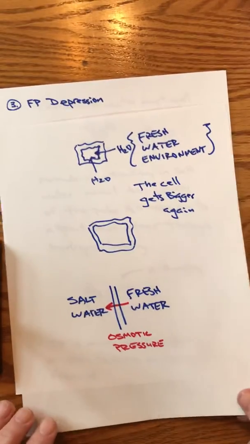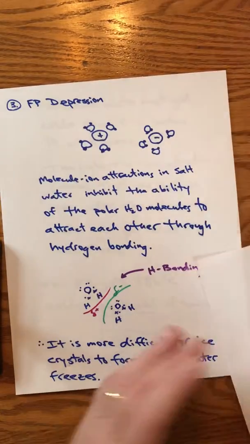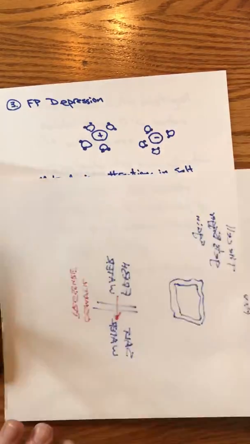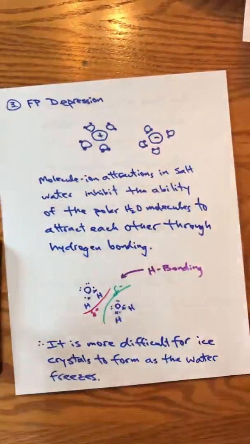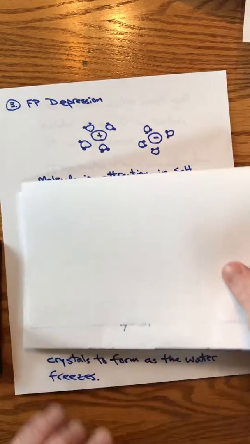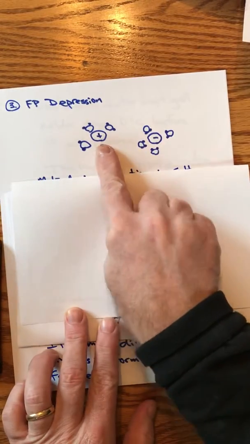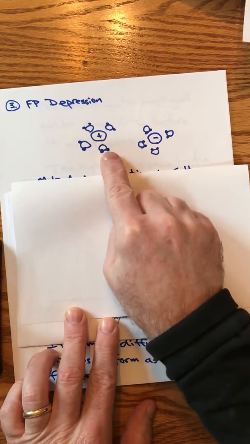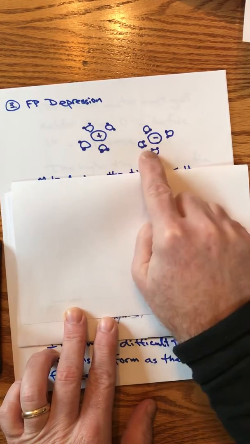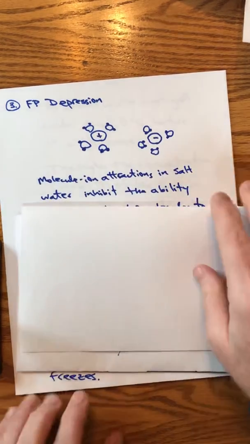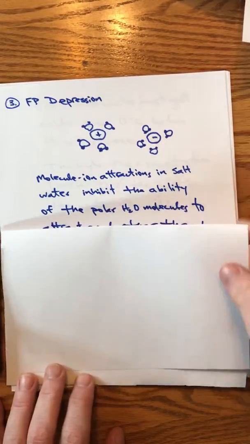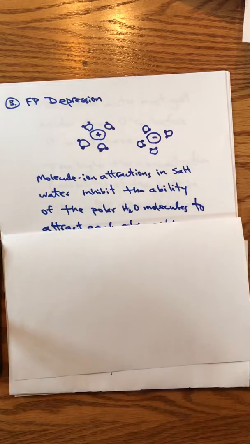Freezing point depression basically means the freezing point is going down. So if you've got salt water, let me get a page to block this. You've got your molecule ion attractions going on here. You've got your positive ion, you've got your negative ion. You've got the negative side of the water being attracted to the positive ion. You've got the positive side of the water being attracted to the negative ion. And the molecule ion attraction interferes with the ability of the water to attract another water.